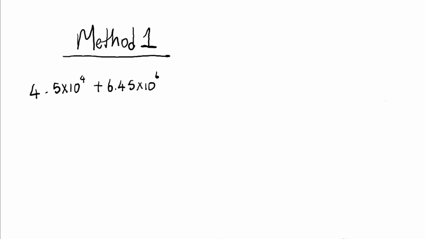The first thing you want to do is convert from standard form to the original number. If you don't know how to do that, go ahead and check out the video linked in the description below. It tells you how to convert from standard form to the original number and vice versa. Let's go ahead and convert. So 4.5 times 10 to the fourth power would be 45,000. And 6.45 times 10 to the sixth power would be 6,450,000.